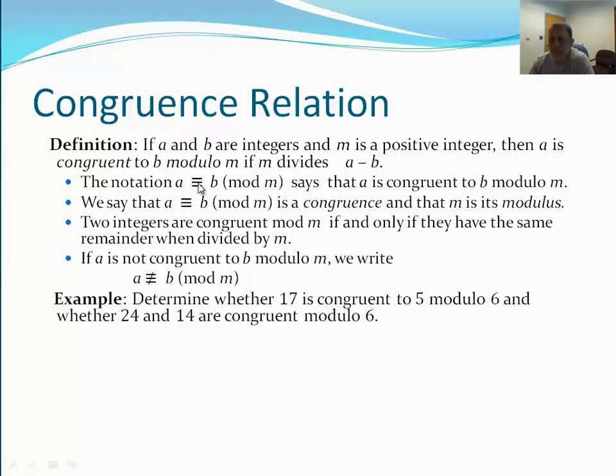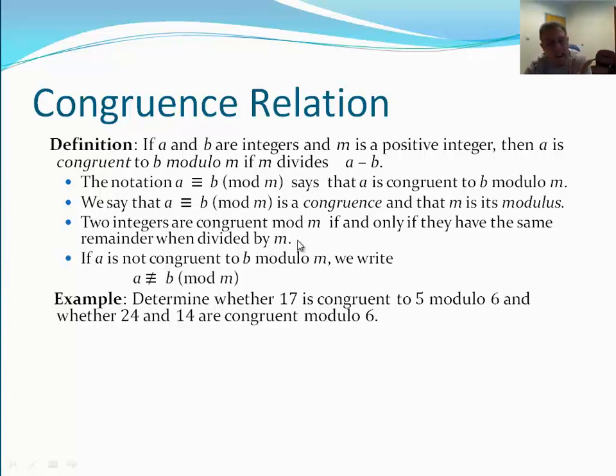The notation a ≡ b (mod m) says that a is congruent to b modulo m. That's what it means. We say that a is congruent to b mod m, and that m is its modulus. Two integers are congruent mod m if and only if they have the same remainder when divided by m.